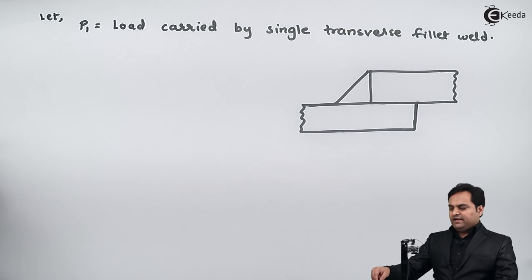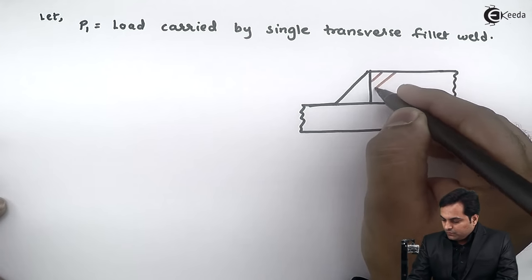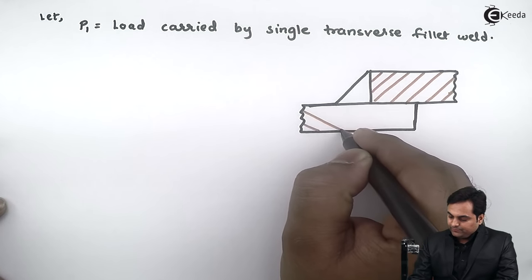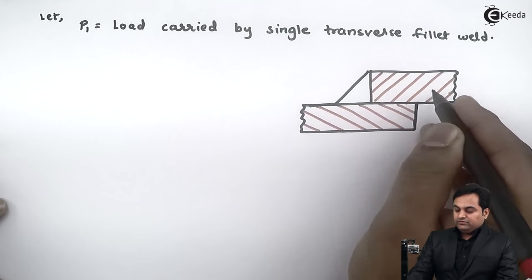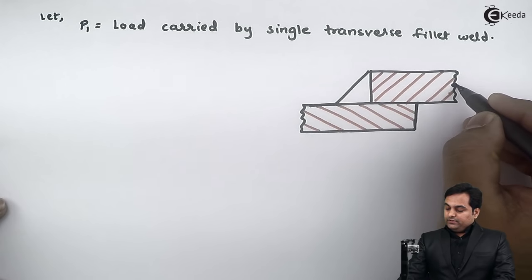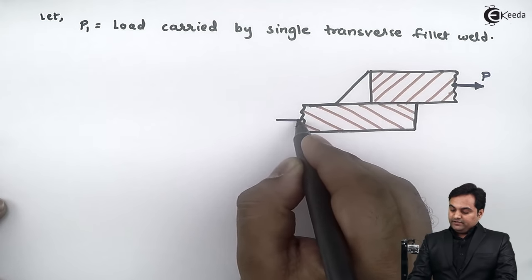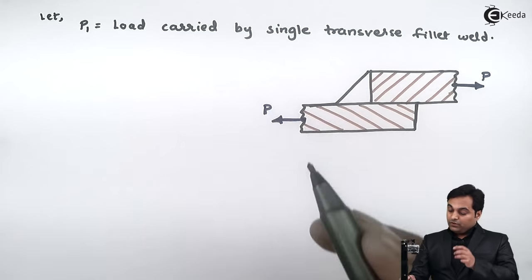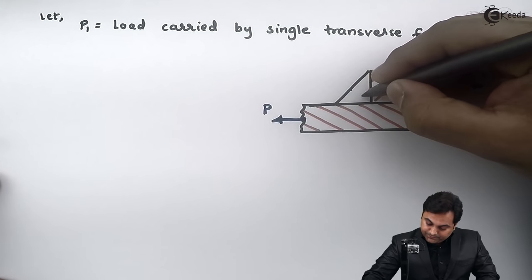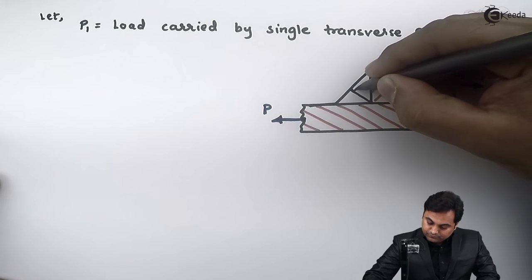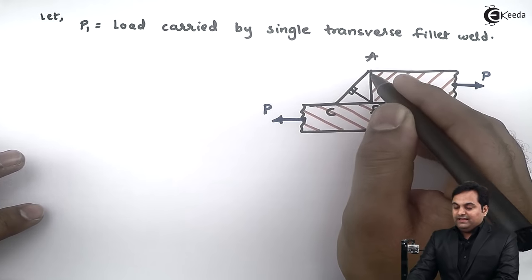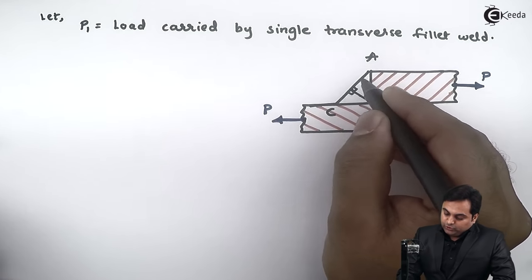Now, here in this diagram, we have two plates. One is the upper plate and the other is the plate at the bottom. Now these two plates are connected by the joint. This is the transverse fillet weld, and here we are applying load at the upper plate and at the bottommost plate. So what happens here? In this case, if I draw a perpendicular, here I'll name this triangle as A, B, C. So in triangle ABC, I am drawing a perpendicular to this hypotenuse AC.